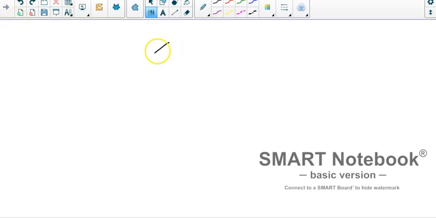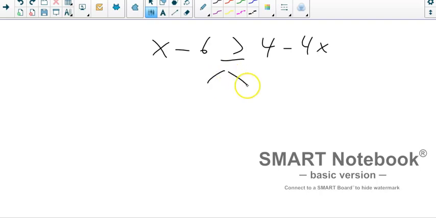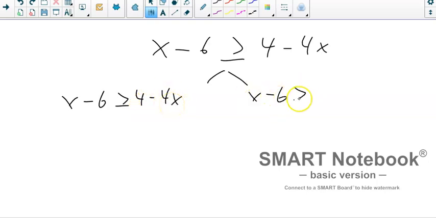Now, let's do a simple problem. Well, what looks simple, but can be difficult depending on how you solve it. 4 minus 4x. As I've said earlier, it doesn't really matter where you have your numbers and your letters. But when you're dealing with inequalities, it can. Okay? Again, I can do this problem two different ways, and I'm actually going to here. x minus 6 greater than or equal to 4 minus 4x.